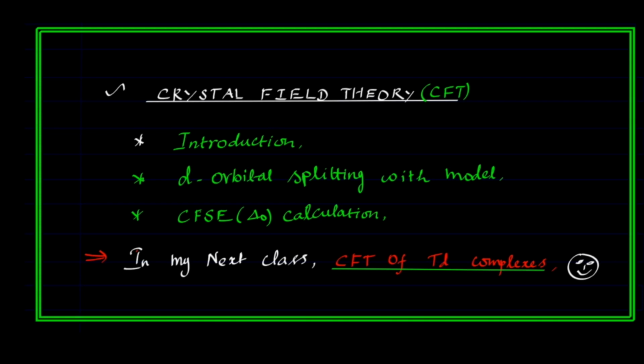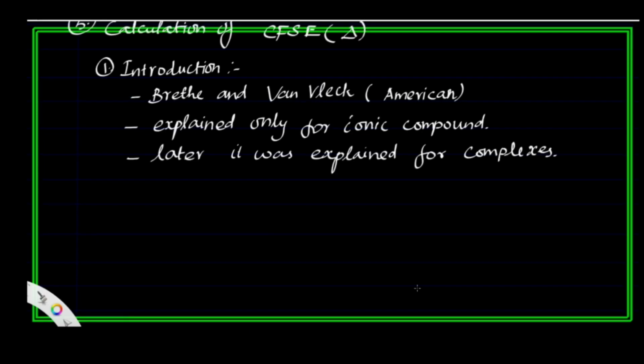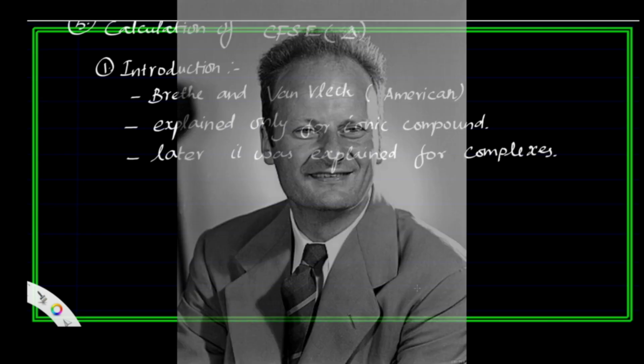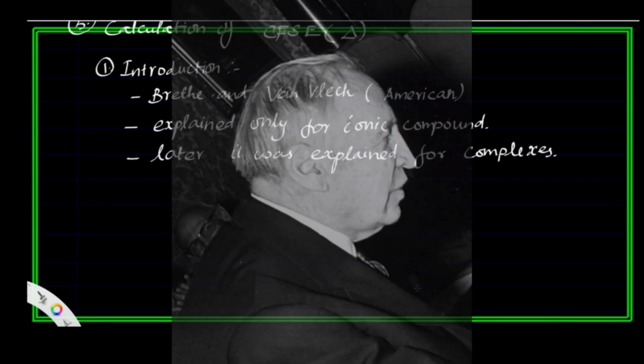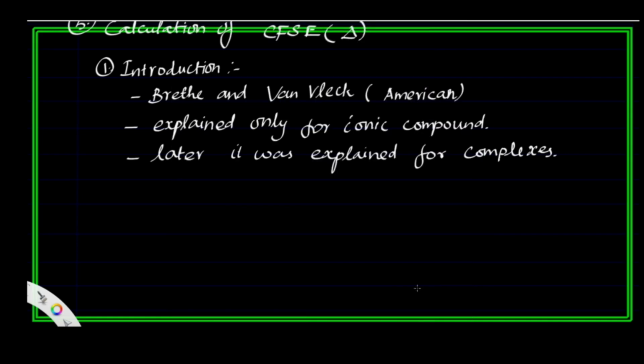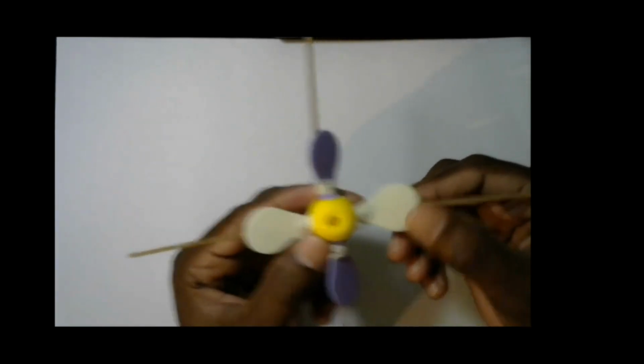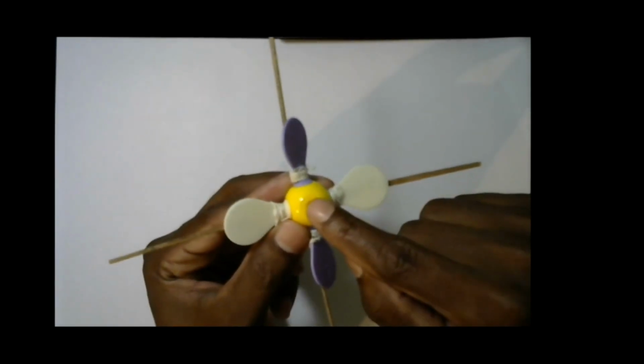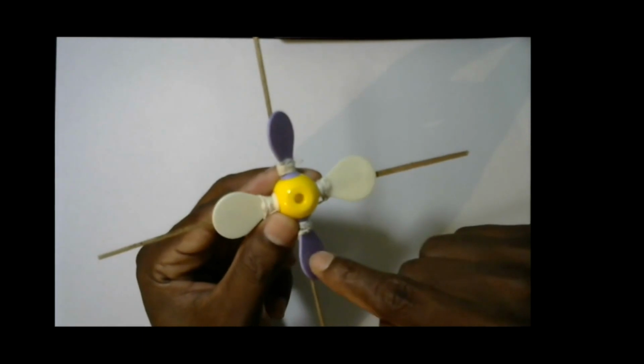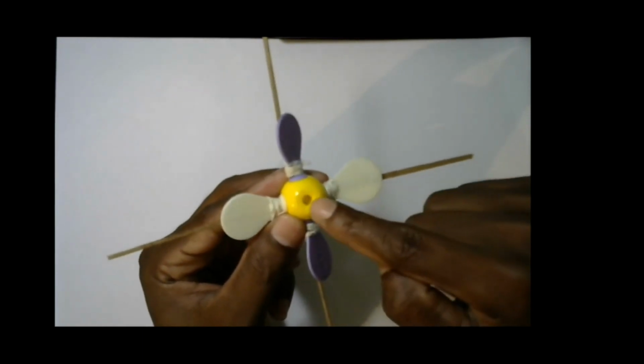Now we will move to the introduction. We see a small introduction of crystal field theory. This theory was explained by Bethe and Van Vleck, both American scientists. At first, it was explained by them only for ionic compounds. Later, it was extended. On coming to the model, this is the shape of the d orbital, a node connecting 4 loops, so it is called a d orbital.